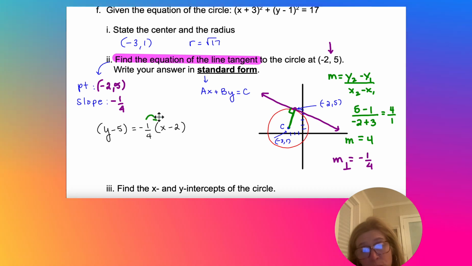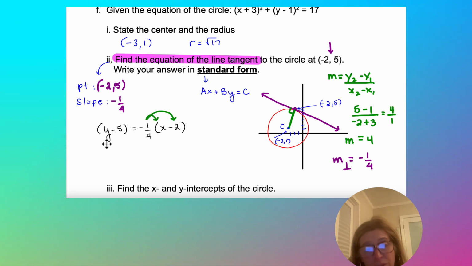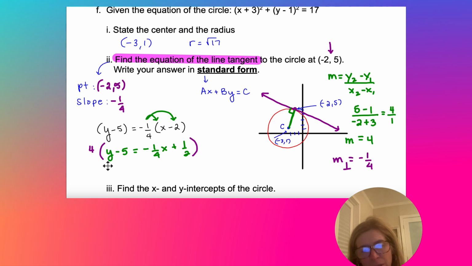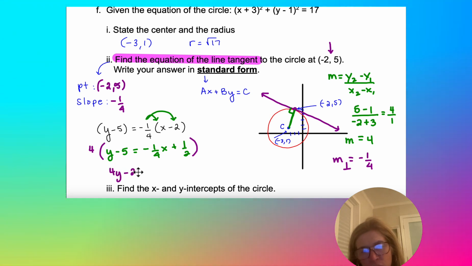Well, I would distribute my negative 1/4. So y minus 5 equals negative 1/4 x plus 1/2. And then Coach Fred, she just doesn't love fractions, and I know that I need that value in front of x to be a whole number. So I'm actually just going to clear the fractions. I'm going to multiply the entire equation by 4. It's going to make it really pretty and easier for me. So 4y minus 20 equals negative x plus 2.